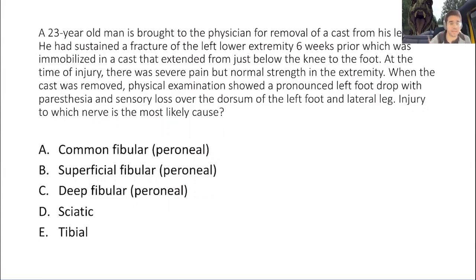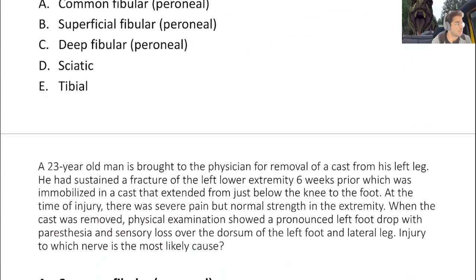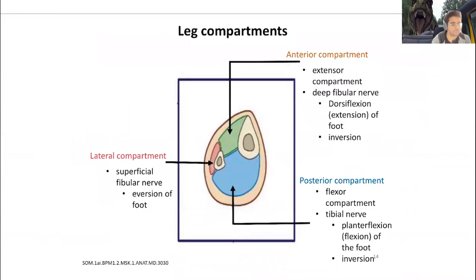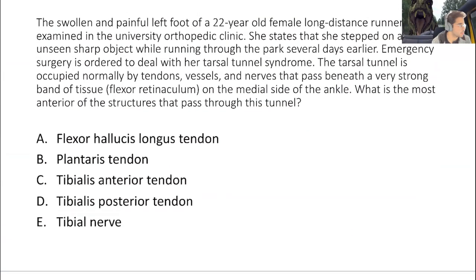Yep, this is the other way they can ask the exact same question. They're going to give you a presentation of the fracture or whatever is happening. Like when the cast is removed, you have pronounced foot drop. Foot drop is very buzzword heavy, along with paresthesia and loss of sensation of the left foot, right? And then lateral leg. So what's likely messed up? It's the common fibular nerve, right? And it's very important that you know that in terms of your compartments, okay? Nicely done. Let's do this question.